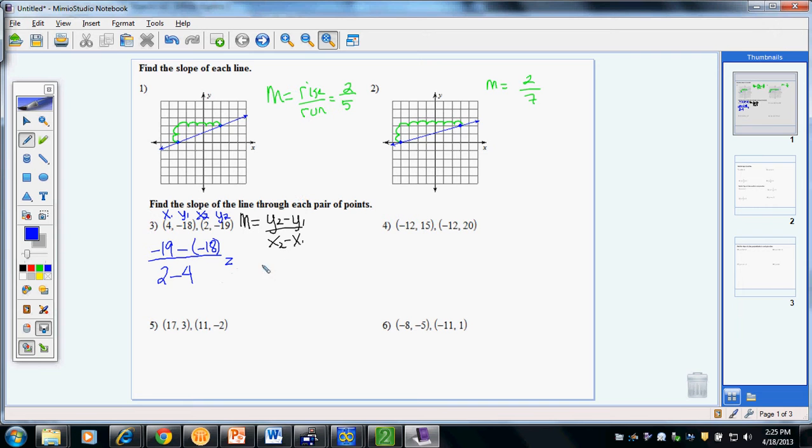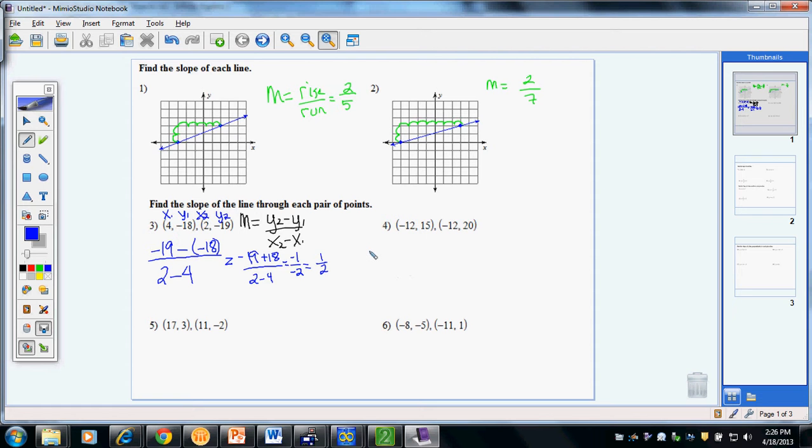When we remember that a negative times a negative is a positive, we have negative 19 plus 18 over 2 minus 4. Negative 19 plus 18 is negative 1. 2 minus 4 is negative 2. And when we divide a negative by a negative, we get a positive, so the negatives cancel each other out.